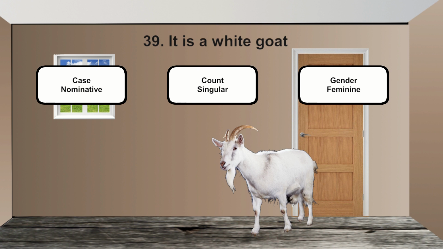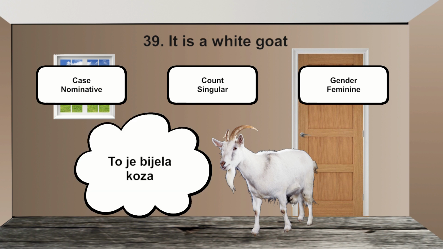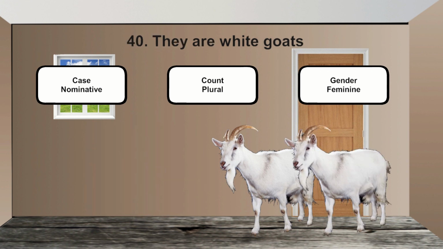Question 39. Pitanje 39. It is a white goat. Feminine, singular. To je bijela koza. To je bijela koza.